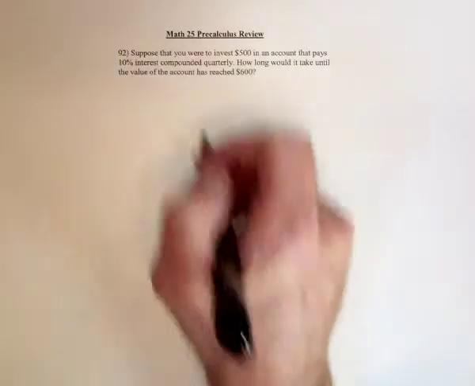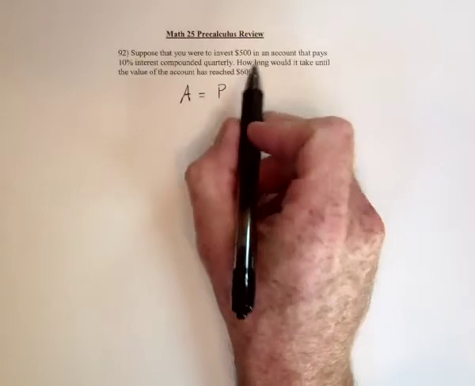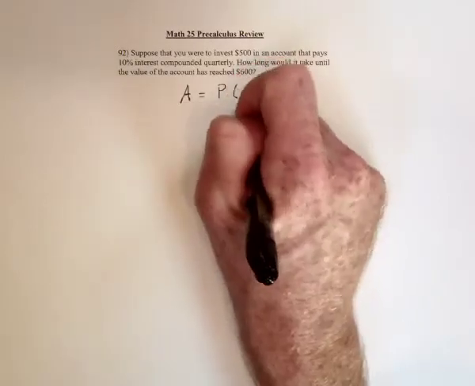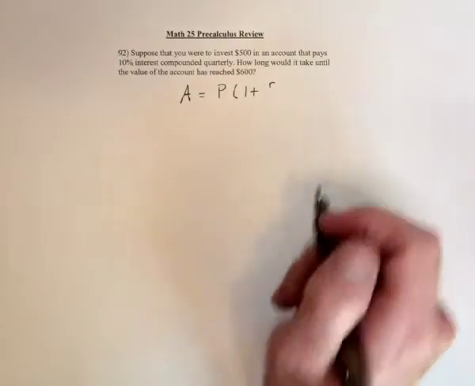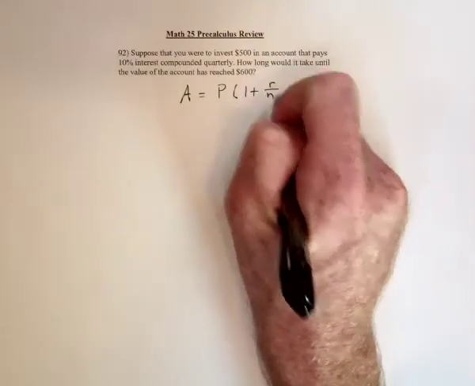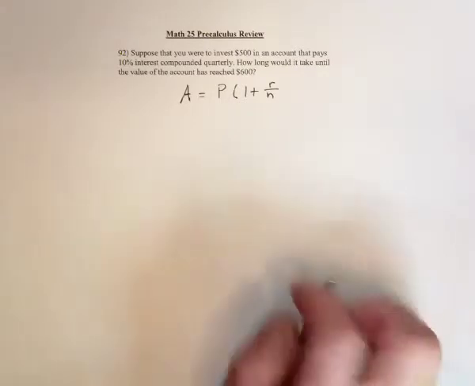So here's a problem that uses the compound interest formula. The compound interest formula goes: the amount will be the principal, which in this case is $500 that's invested, and then 1 plus the rate, which for 10% we're going to have to use 0.10, and then n is how many times per year interest is paid.